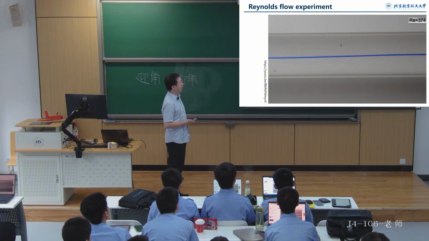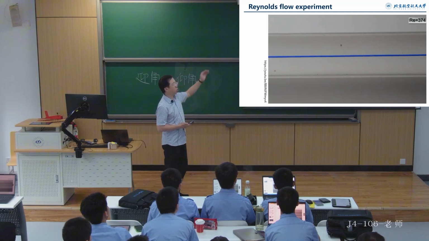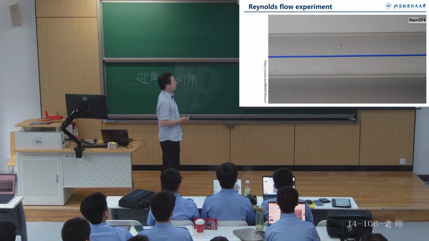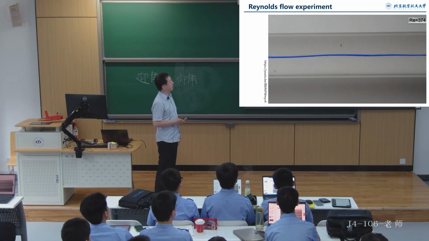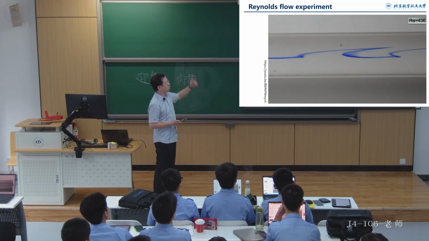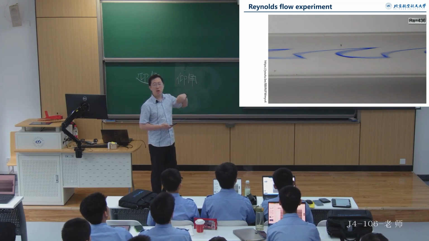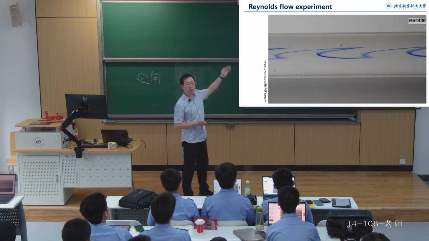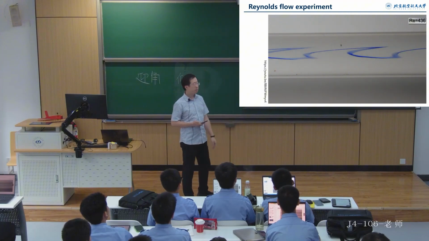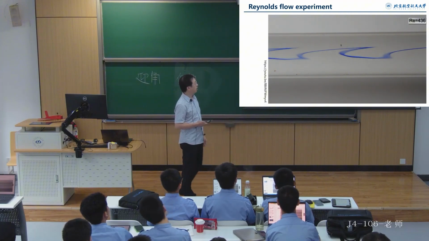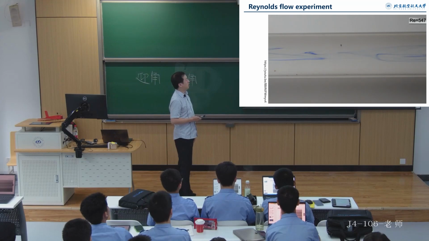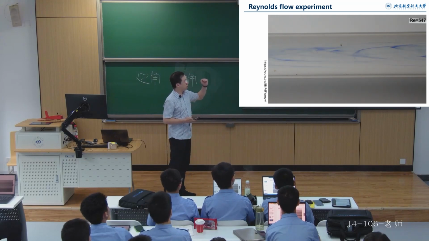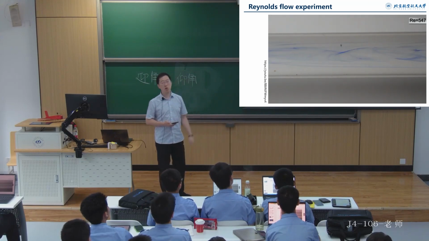We then see that this line starts to shake. Then, as the speed increases further, after the shaking becomes more intense, what happens? It starts to disperse directly, right? So this is the effect brought about by the difference from small Reynolds numbers to large Reynolds numbers.